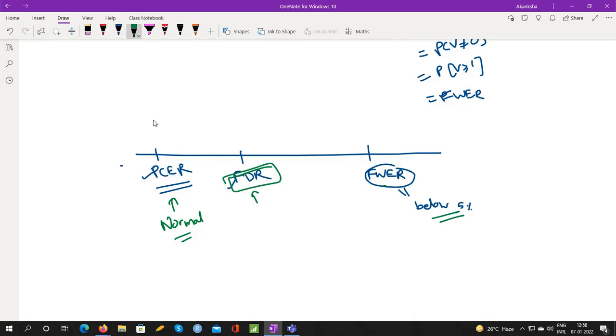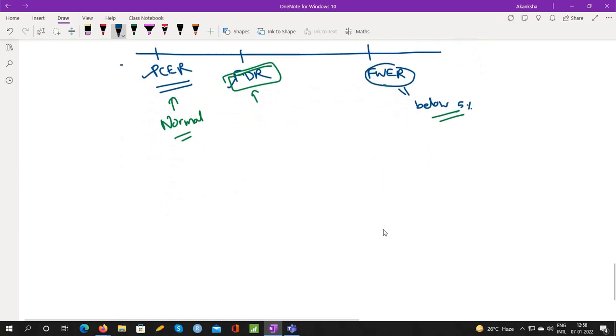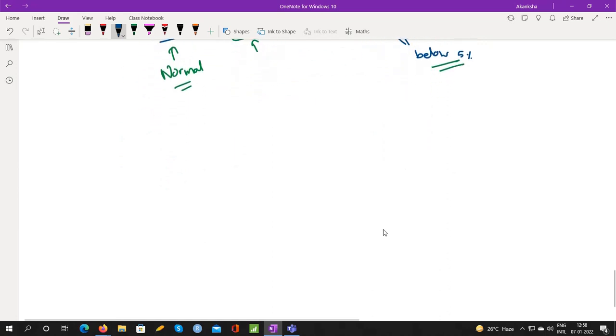So what does an FDR control procedure mean? How do you control FDR? You know how you control FWER: you have two methods at least, Bonferroni and Sidak. How do you control FDR? For controlling FDR, the suggested procedure is as follows. It is kind of a sequential procedure, because it is kind of an intermediate measure.